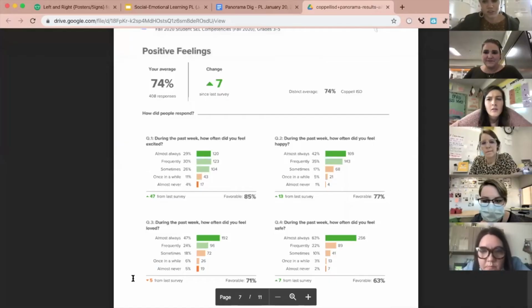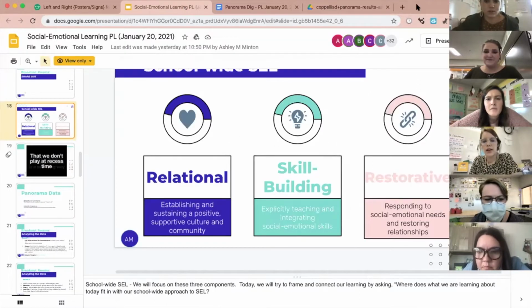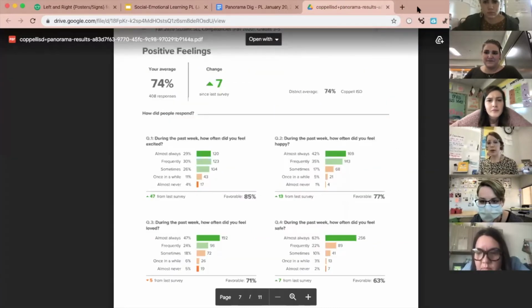How often do you feel loved? It could be restorative or responsive. Is that the one? Yeah, I don't know. Is Restorative. It's relational in the sense that if you're doing a good job of the relational piece, this data would possibly look better. So in response, you're doing responsive work.